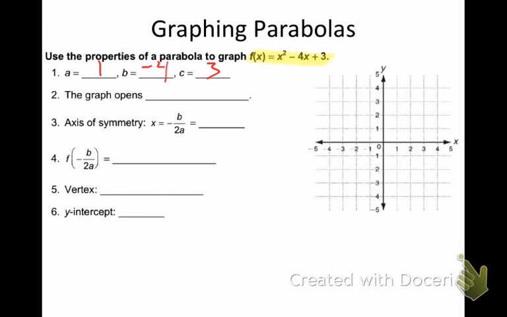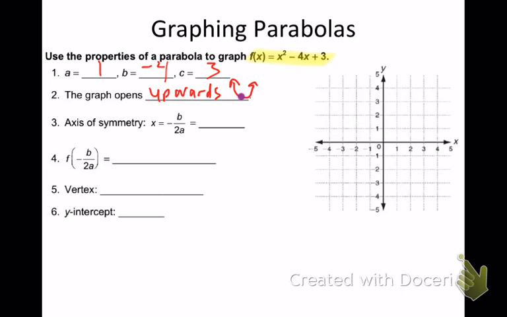So now I look at it. The graph's going to open which way? It's a positive 1. So my graph's going to open up or down? My graph is going to open upwards. So because my graph's open upwards, do I have a minimum or a maximum value? Somebody said it. I'd have a minimum value. Great.